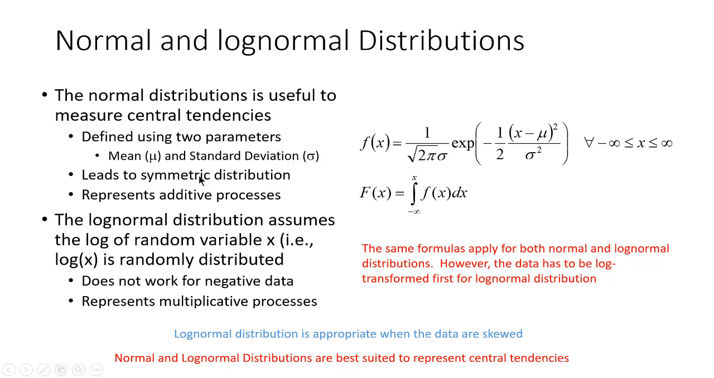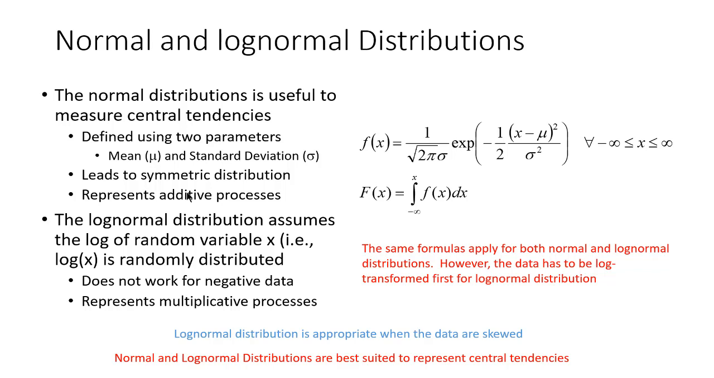The normal distribution leads to a symmetric distribution, and if you have multiple additive processes, that typically follows normal distribution. So porosity is an example of a random variable that we typically associate with normal distribution. Groundwater levels is another parameter where normal distribution has been used, because it's addition of water coming from various pores into the well. So it's an additive process.